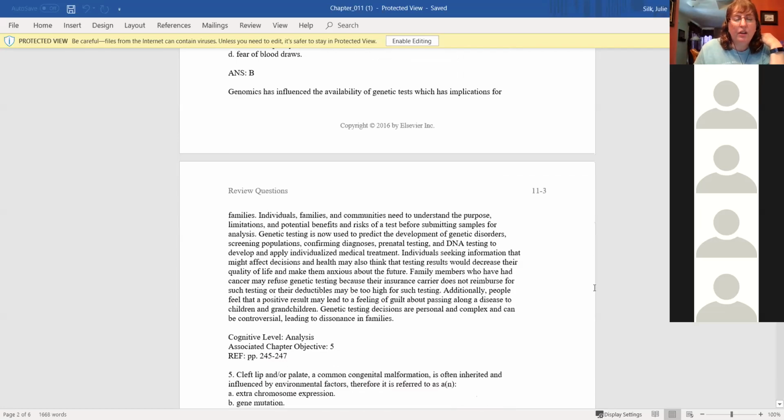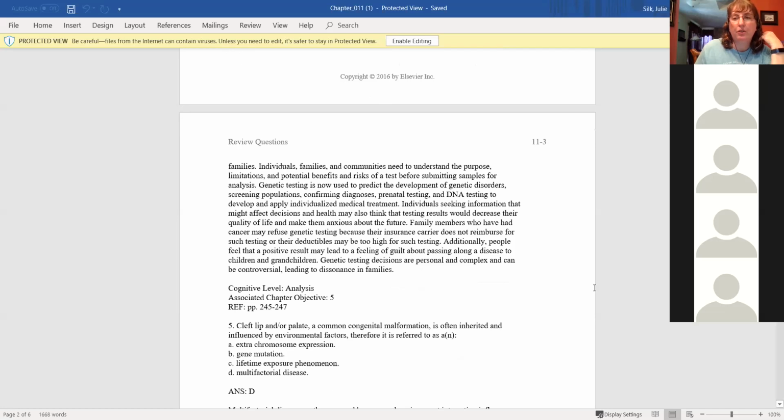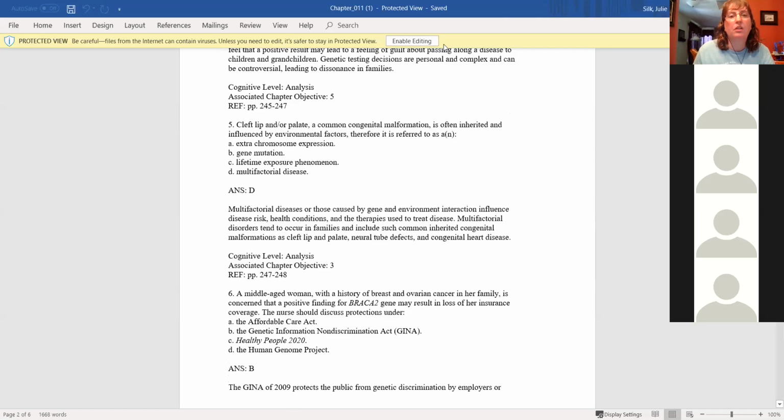Okay, one more here. Cleft lip and or palate, a common congenital malformation, is often inherited and influenced by environmental factors. Therefore, it is referred to as a D. Yeah, I think you're right. Yeah, multifactorial disease. Good job. All right, like I said, I'll send this to you guys later on. There's more. I think there's like 10 questions on here or something.